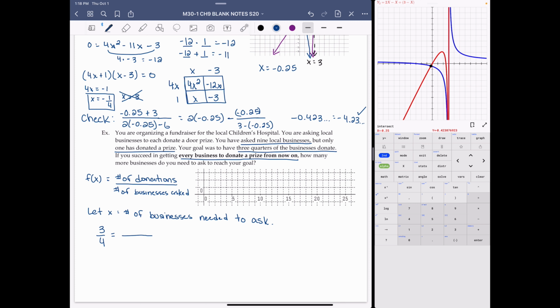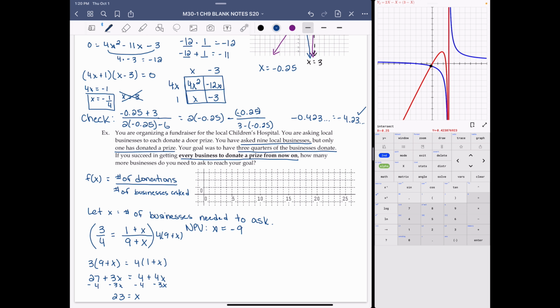Move our x's to one side, so I'm going to subtract 3x, and move our constants to one side, so subtract 4. We get 23 equals x. So according to this, we need to ask 23 more businesses. Let's check this answer. It's good with our NPV, because our NPV is -9.